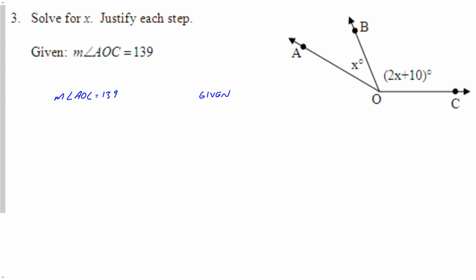Now, if we look at our diagram, we may choose to go ahead and add the fact that we know this is 139 degrees. And we've worked on problems like this in the past where if you have a total value for a large angle that's divided up into smaller angles, you can take those smaller angles and add their measures together. So for example, the measure of angle AOB plus the measure of angle BOC is equal to the measure of angle AOC.